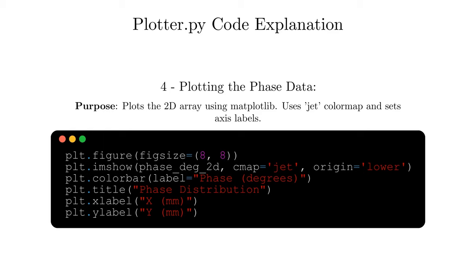plt.figure creates a new figure with a size of 8 by 8 inches. plt.imshow displays the 2D array as an image, using the color map jet to visually distinguish the different phase values. Parameters: cmap=jet, the jet color map provides a smooth gradient that is commonly used in visualizations, similar to MATLAB's default color map. origin=lower sets the origin to the lower left corner of the plot, making the plot easier to interpret. plt.colorbar adds a color bar next to the plot to indicate the phase values, in degrees. plt.title sets the title of the plot to phase distribution. plt.xlabel and plt.ylabel label the X and Y axes in millimeters to indicate that the plot corresponds to physical dimensions.